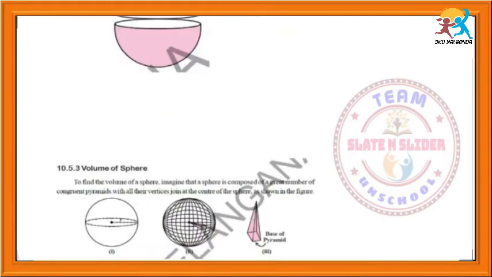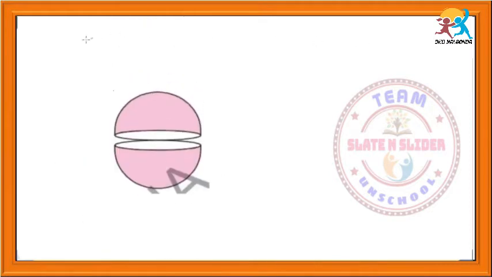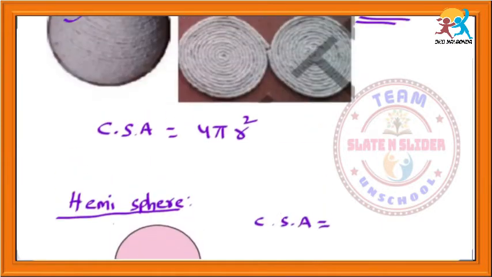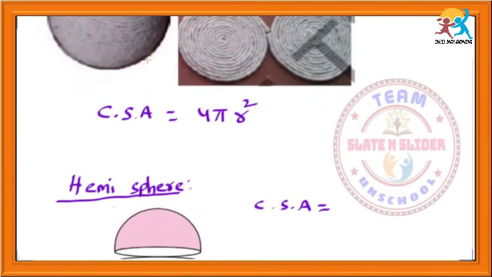And we take the hemisphere. Let us find out the curved surface area of the hemisphere. How to find out the curved surface area of the hemisphere? For the hemisphere, the curved surface area will be half of the curved surface area of this sphere. So we have to make it half. Then what will happen? 4 pi r square, the half will be 2 pi r square.